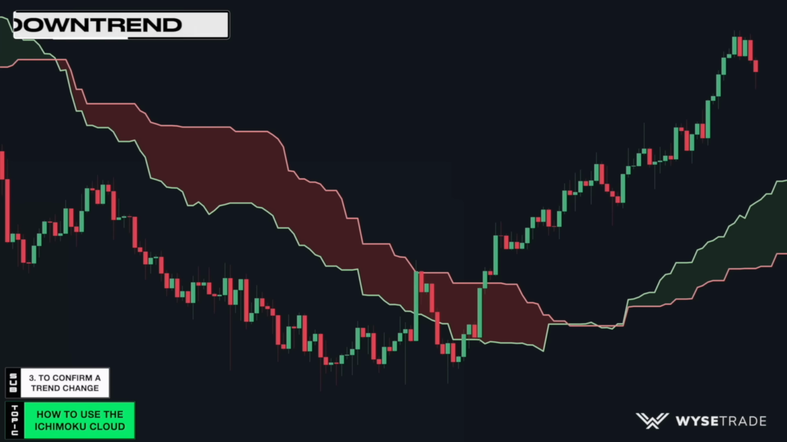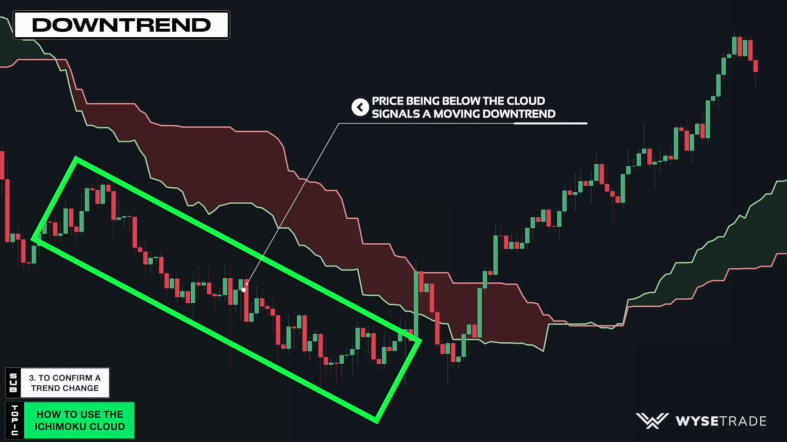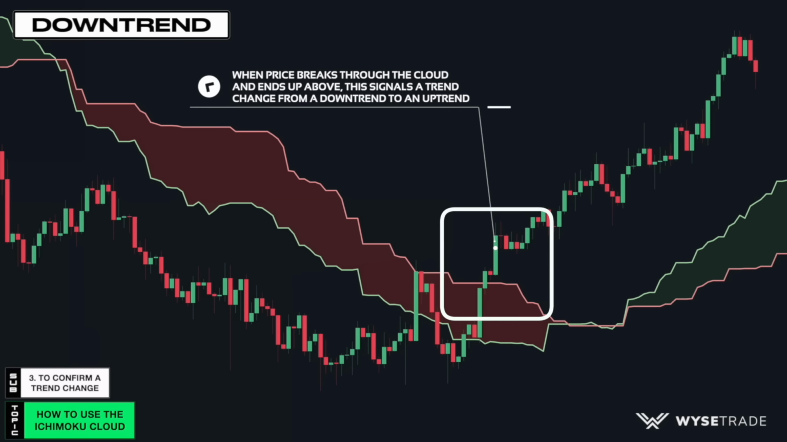In a downtrend, the same thing. Price is below the cloud, signaling a moving downtrend. When price then breaks through and ends up above the cloud, it signals a trend change from a downtrend to an uptrend. Now, moving on.